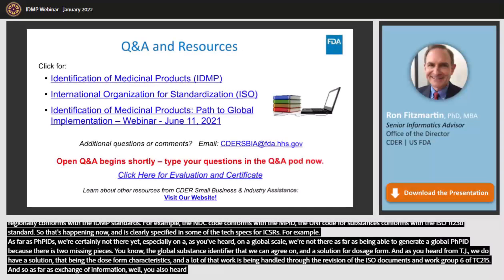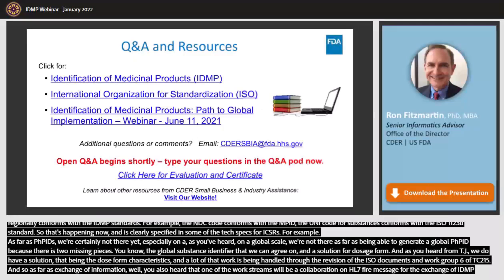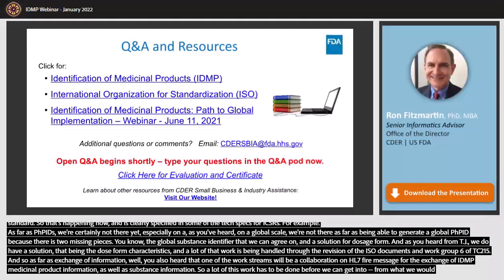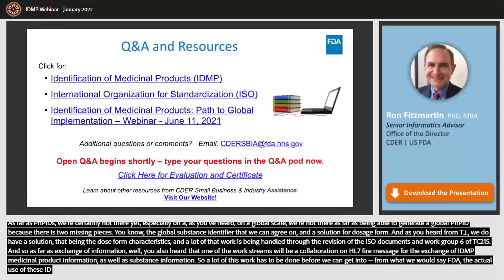you also heard that one of the work streams will be a collaboration on HL7 FHIR messages for the exchange of IDMP medicinal product information as well as substance information. So a lot of this work has to be done before we can get into, from what we would say of FDA, actual use of these IDMP standards for their global intent, which would be to generate a global PhPID.